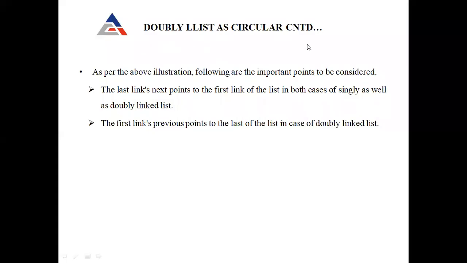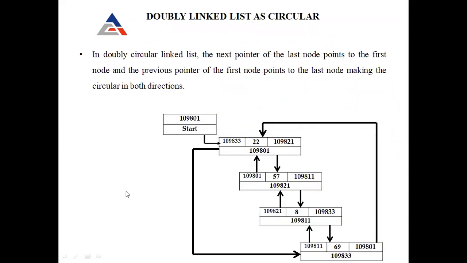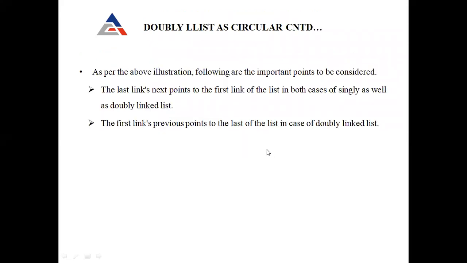So in a circular linked list, the last link's next points to the first link of the linked list in both cases, singly as well as doubly linked list, whereas the first link's previous points to the last of the list in the case of a doubly linked list. You can see over here the previous of the first points to the last of the linked list, 109833, and the last one points toward the first one, 109801. So this is how we can represent the single or double linked list in a circular form.